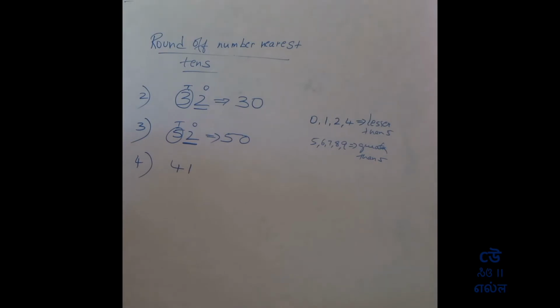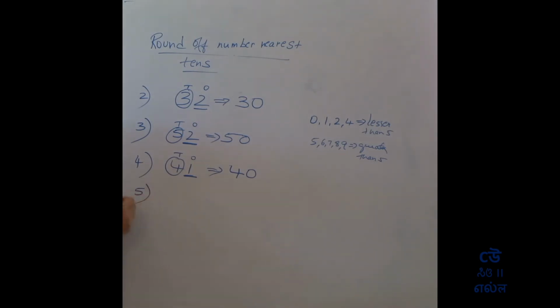Next, fourth problem: 41. First step is what? We have to circle the tens place value and consider the right side of the tens place, which is the ones place. Then in the ones place we have 1. Is 1 lesser than 5 or greater than 5? We have lesser than 5. So if it is lesser, we do not change anything. We do not change the number in the tens place, so it remains as it is. Then the ones place value will be 0.